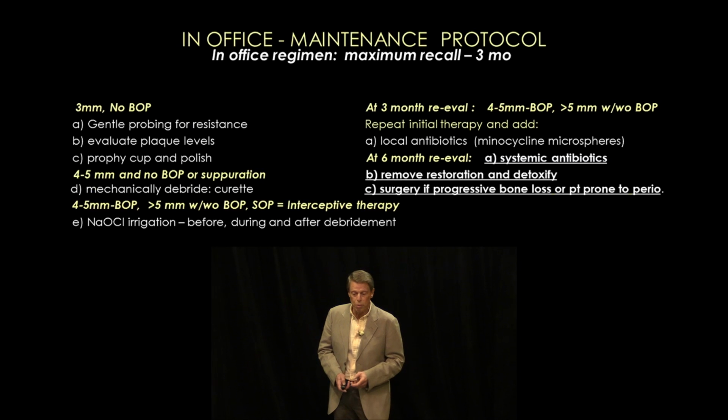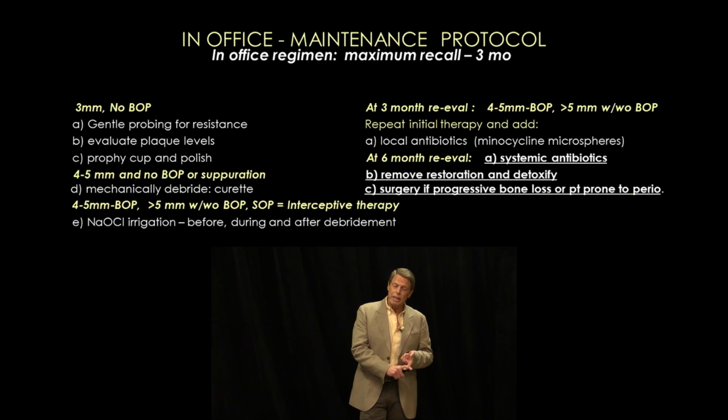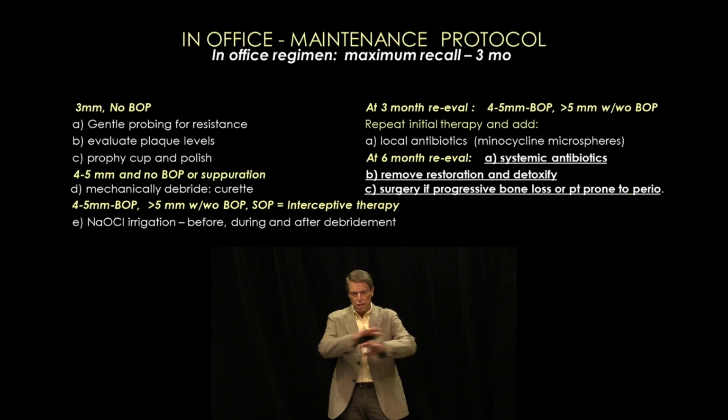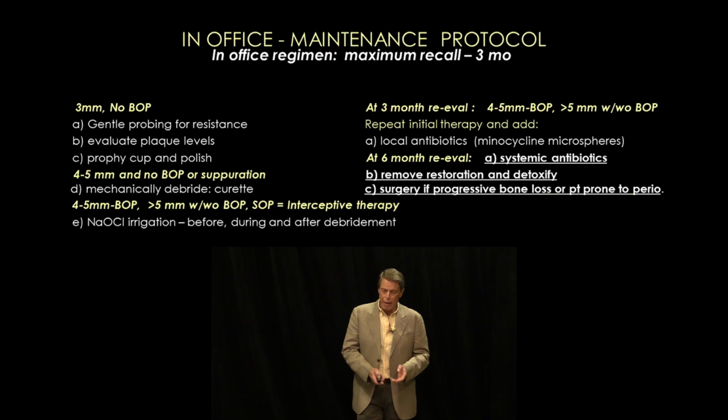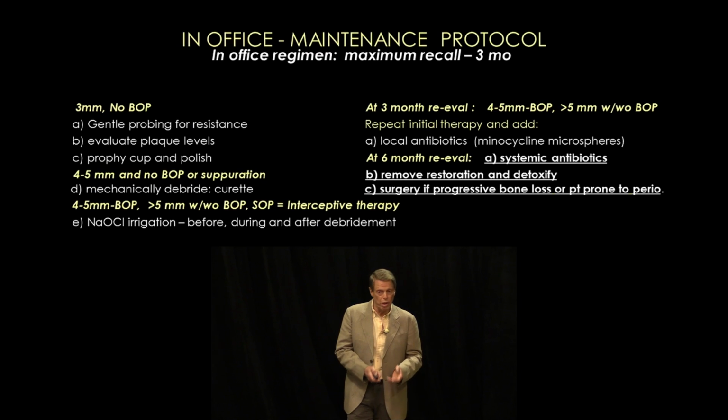Now when you have 4 to 5 millimeters with bleeding upon probing, or greater than 5 millimeters with or without bleeding upon probing and suppuration, we do treatment A, which is mechanical therapy with our curette. We use a soft plastic curette because that's least injurious to the smooth implant collar, and it will disrupt the bacterial biofilm so we can get to it with our chemicals.